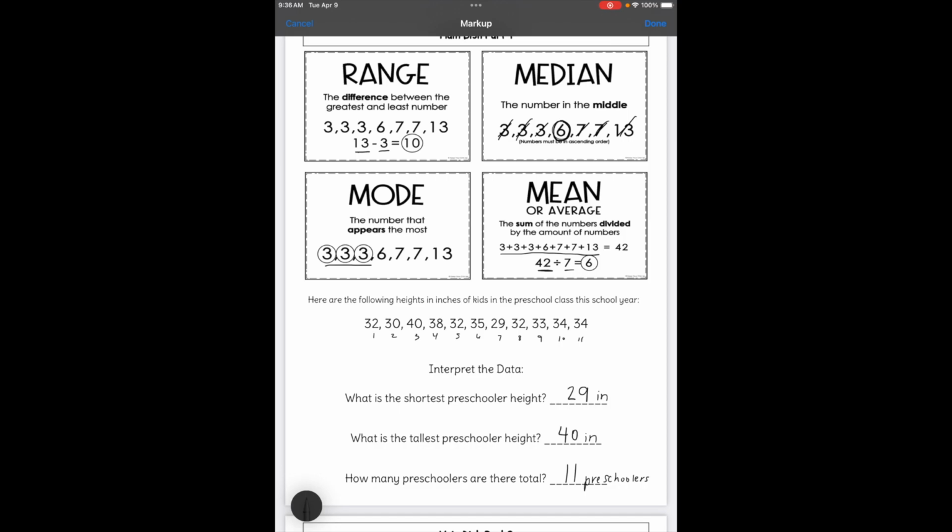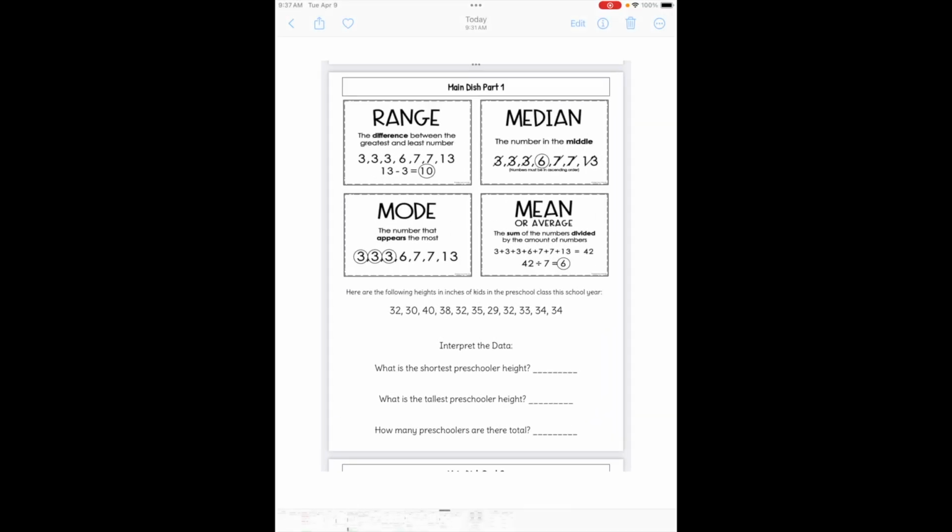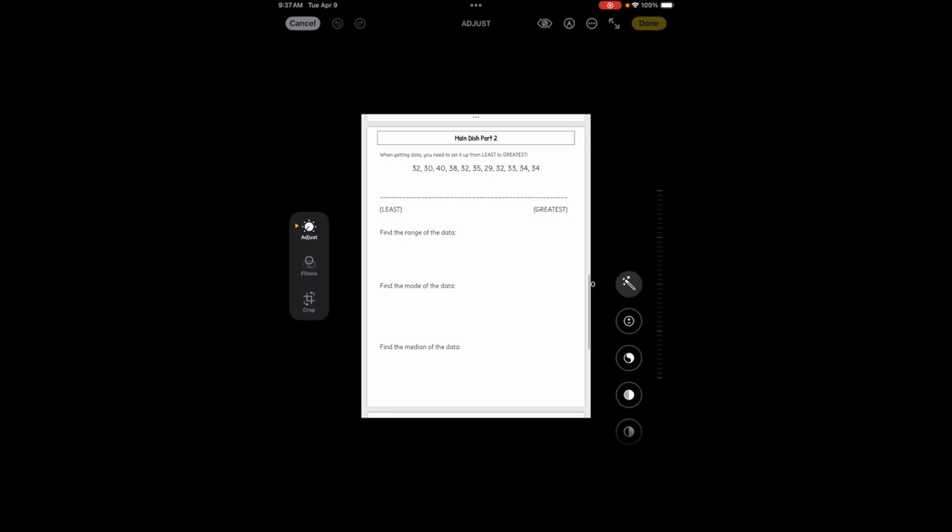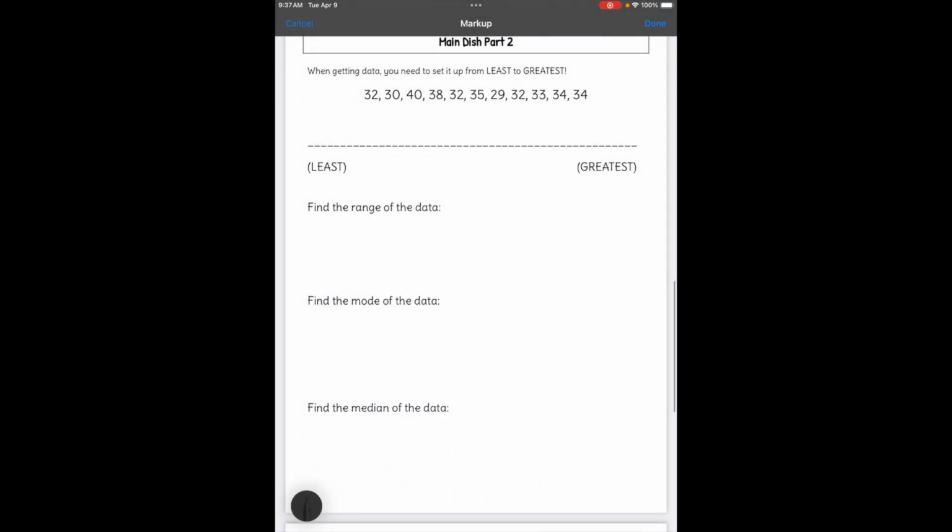Go ahead and turn to Main Dish Part 2. Using the notes from the previous page that helped you with your vocabulary, go ahead and put this data from least to greatest order, and then go ahead and find the range, the mode, and the median of the data.